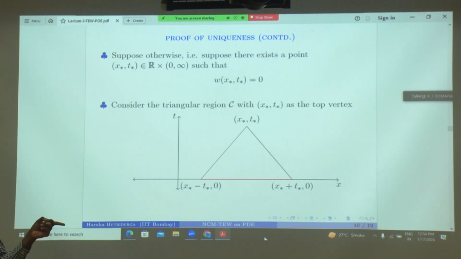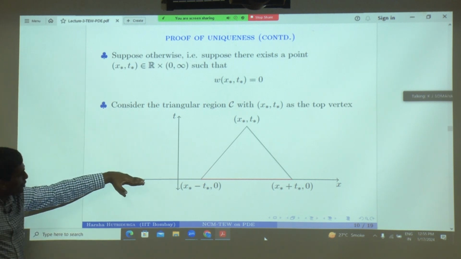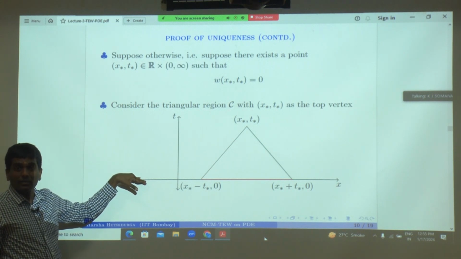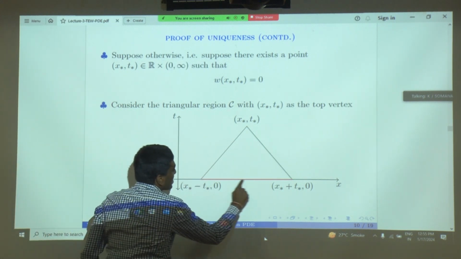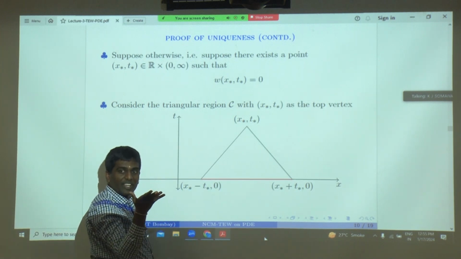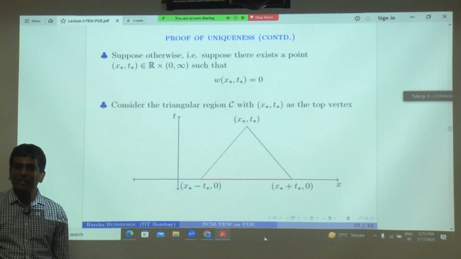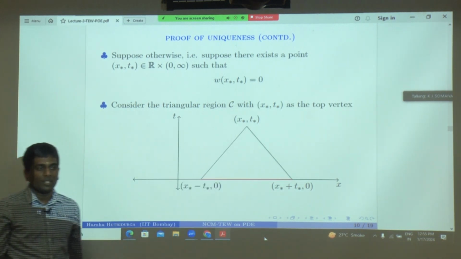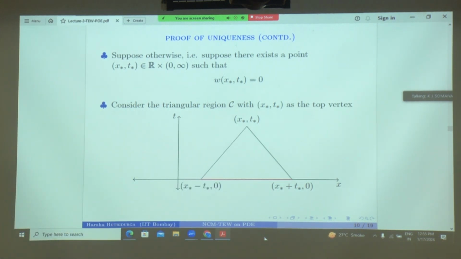Now, what do you know about the data for w? Data for w is 0, right? When t is equal to 0, w is 0, and also the time derivative of w is 0 when t is equal to 0. So w and its time derivative are 0, in particular on this red part, the base of this triangle. So if you believe in the causality principle, it is 0 everywhere. In particular, it is 0 at this point also. So this contradicts the causality principle, if w were not vanishing at a point.